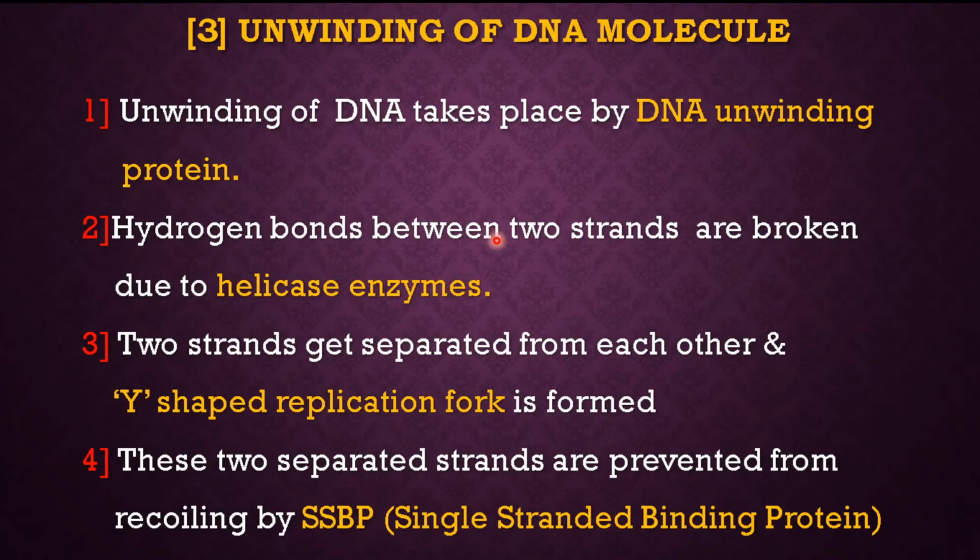See, the name is also very easy. Unwinding, who is doing the process of unwinding in DNA? That protein is called DNA unwinding protein. So the first step is that the DNA molecule gets unwound. Second step: what happens after getting unwound? The hydrogen bonds between the two strands are broken due to the enzyme called helicase.